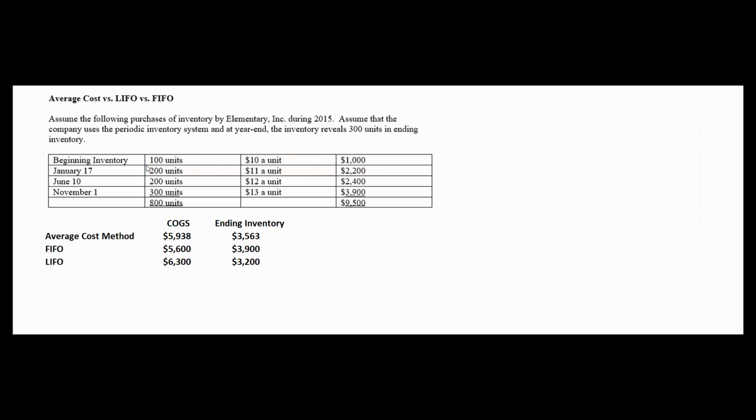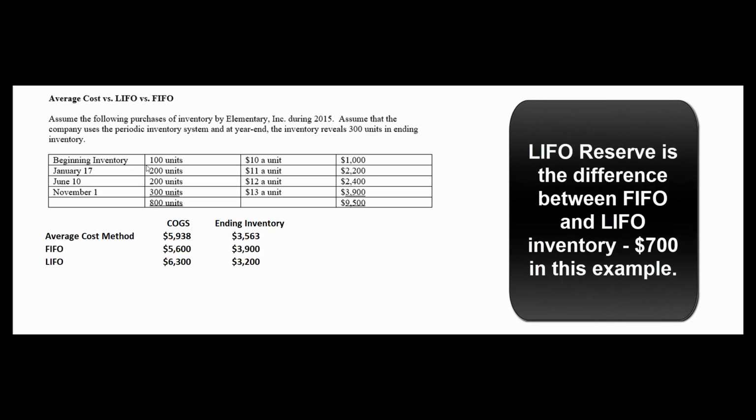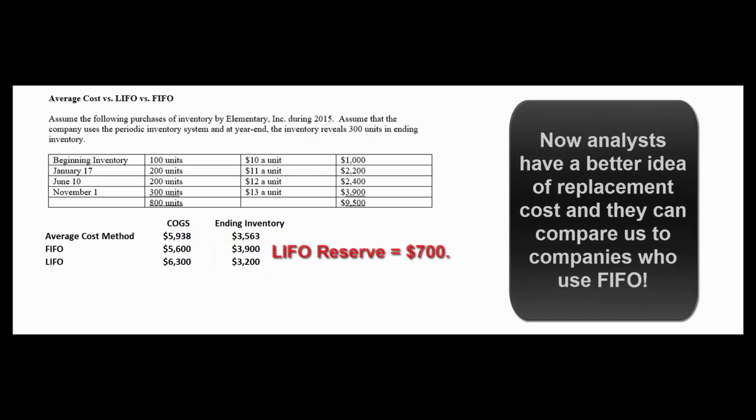We have to disclose the LIFO reserve, the difference between what our inventory is at LIFO and what it is at FIFO. If this were the first month of this company, the LIFO reserve would be the difference between $3,900 and $3,200, or $700. Disclosing that reserve allows analysts to figure out how much it would cost us to replace our inventory at today's prices, and allows analysts to compare us to other companies that use the FIFO method.